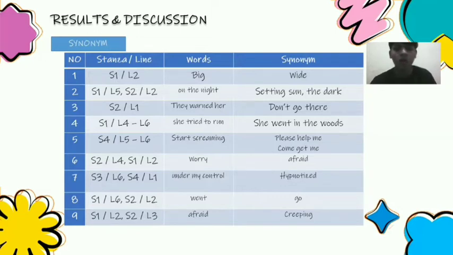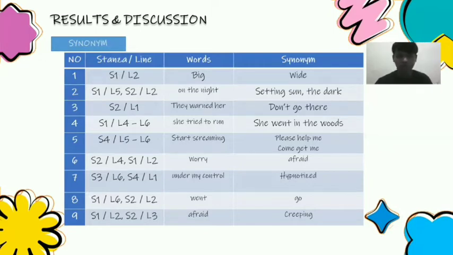And then the word worry. I found the synonym is afraid in the song. It is on stanza 2, line 4, and the word afraid is on stanza 1 and line 2. Okay, next. Under my control, I found the synonym in the song is hypnotized. Under my control, you can find in stanza 3 and line 6, while the hypnosis is in stanza 4, line 1.